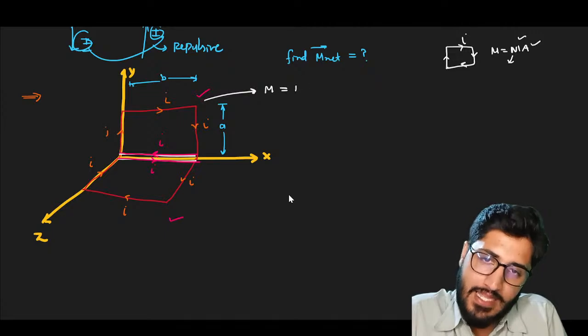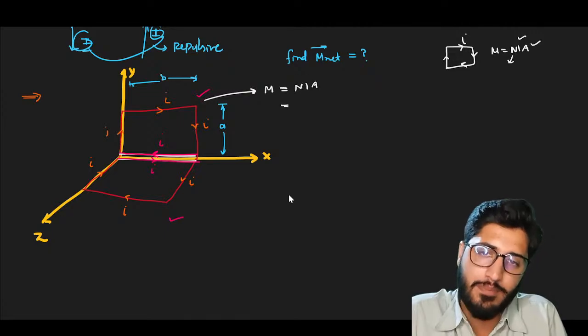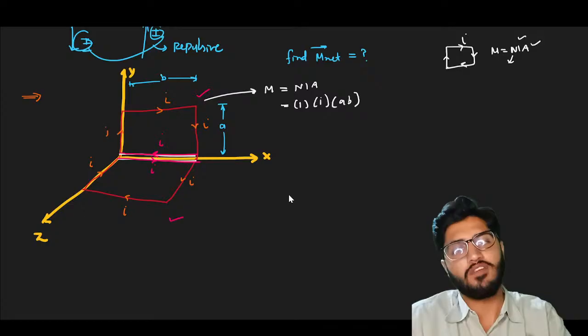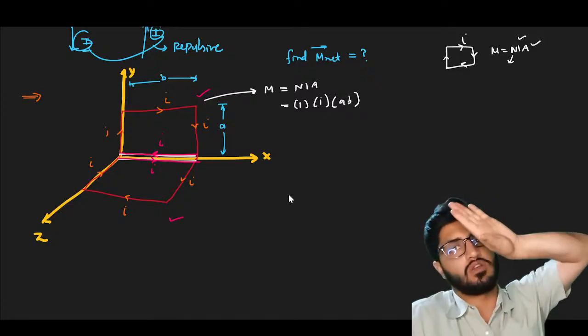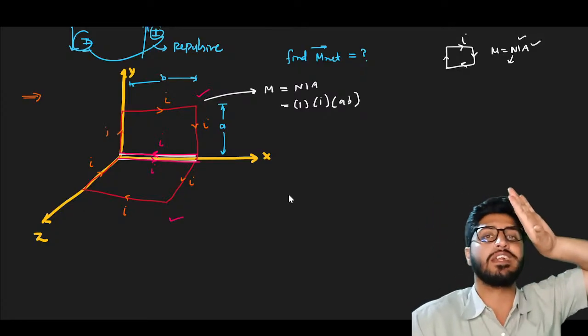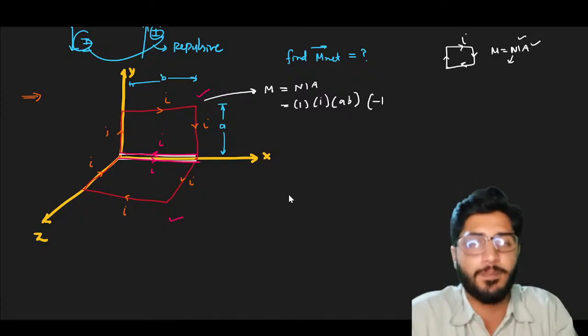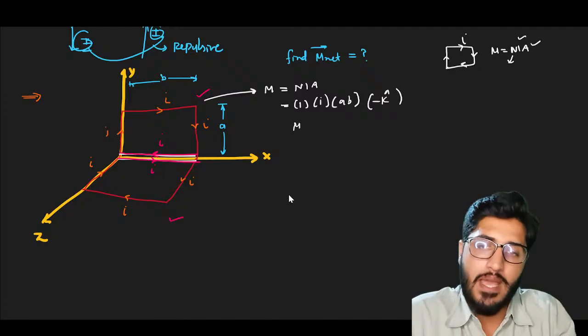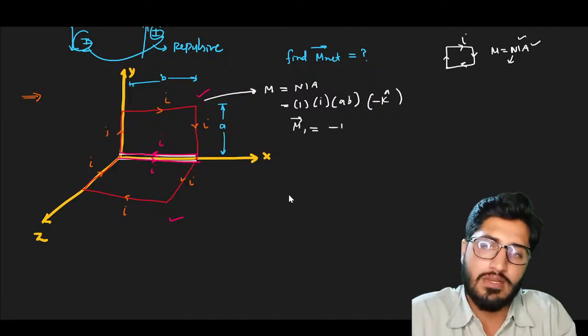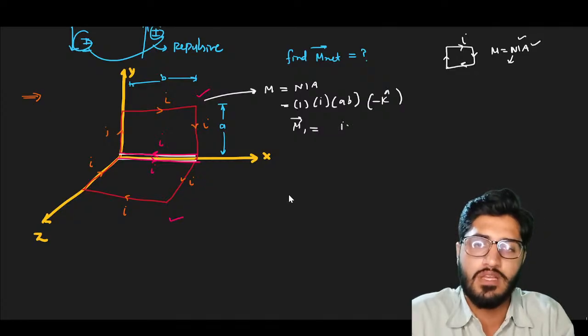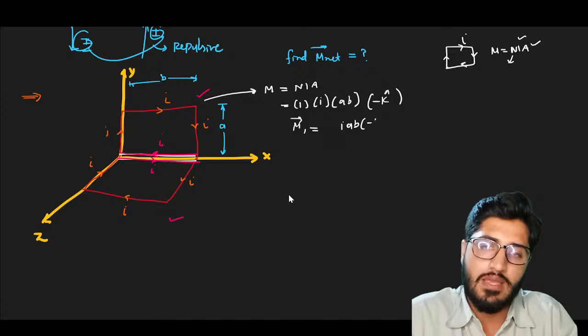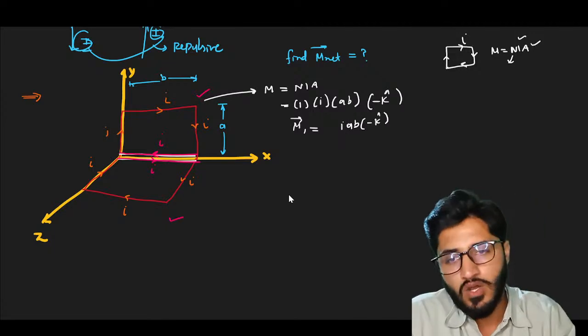For this loop, what will be my M? I guess it is NIA. What is N? Sir, N is the number of turns, that is 1. Current is I. What is the area? Sir, it is AB. If you take your right hand and curl your fingers in the direction of current, your thumb is inside. If it is inside, you can write minus K cap. So M1 came out to be IAB minus K cap.